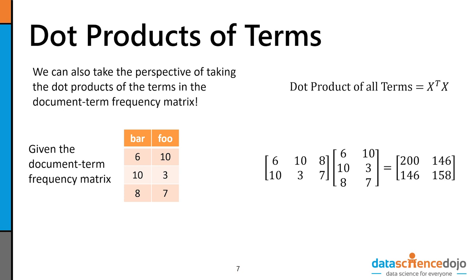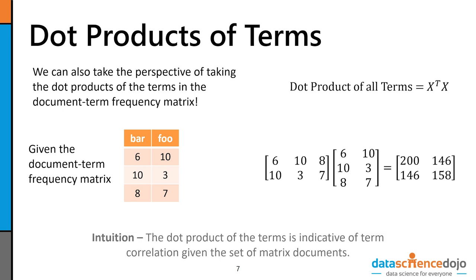Now notice, as I said before, this is not super useful with only two terms, but as you well know, it is extremely unlikely that we're going to have a very small term space. Your term spaces are going to be very, very large. So this is actually a very useful thing in practice. So again, here's the intuition. The dot product of terms is indicative of term correlation, given the set of matrix documents. And this should make some intuitive sense, right?